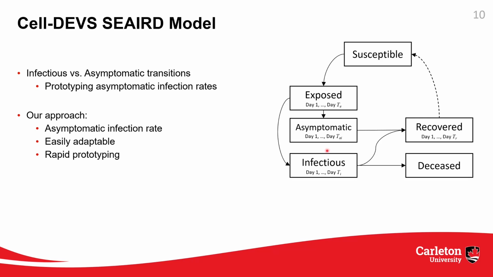We chose to define asymptomatic infection rate because we wanted to prototype asymptomatic infection rates. As I mentioned earlier, some studies have shown the rate of asymptomatic carriers in a population could be anywhere from 5% of the population to as high as 80% of the population. So we needed a way to test all these different levels of asymptomatic carriers, but in one model. And that's why we chose to use an asymptomatic infection rate. It's easily adaptable and it allows for rapid prototyping.